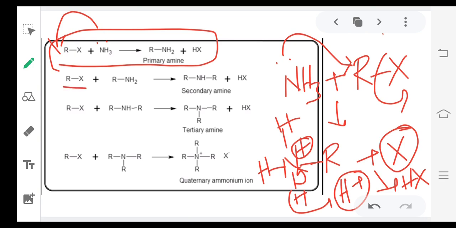Similarly, RX when treated with RNH2 primary amine, second step, you will get the secondary amine and HX. Similarly, secondary amine when treated with this, then we will get the tertiary amine and HX. Tertiary amine when attacking this carbon, then X minus, and you will get quaternary ammonium salts. So this is reaction with ammonia.